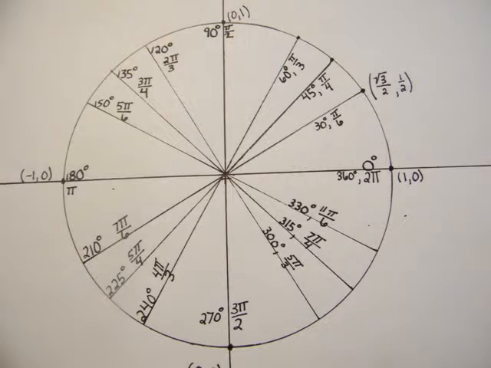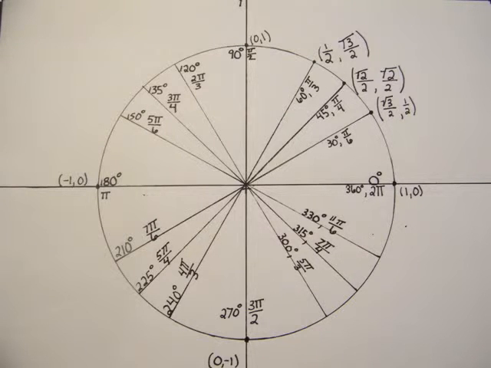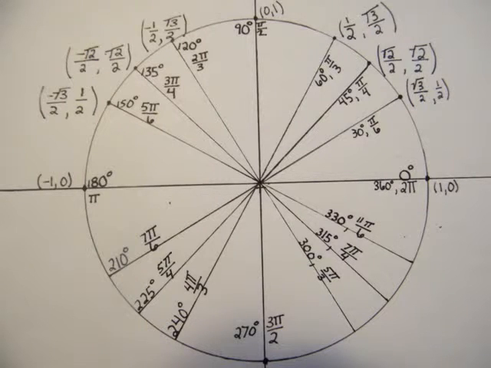Now we need to label each point where each straight line meets the circle. For the line at 30 degrees, it meets the circle on the XY plane where the x value is square root of 3 over 2, and the y value is 1/2, as labeled. Label the point where the 45-degree line meets the circle in the same manner. Continue with the line at 60 degrees. Then through the second quadrant in the same way.